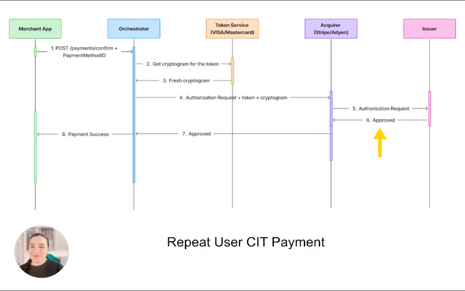Steps 5 and 6. The acquirer forwards to the issuer and the issuer approves. Step 7. The approval comes back to the orchestrator. And step 8. The app gets payment success. So here's the takeaway. A saved token saves you the provisioning round trip. It never saves you the cryptogram. That per transaction cryptogram is the part that never goes away.